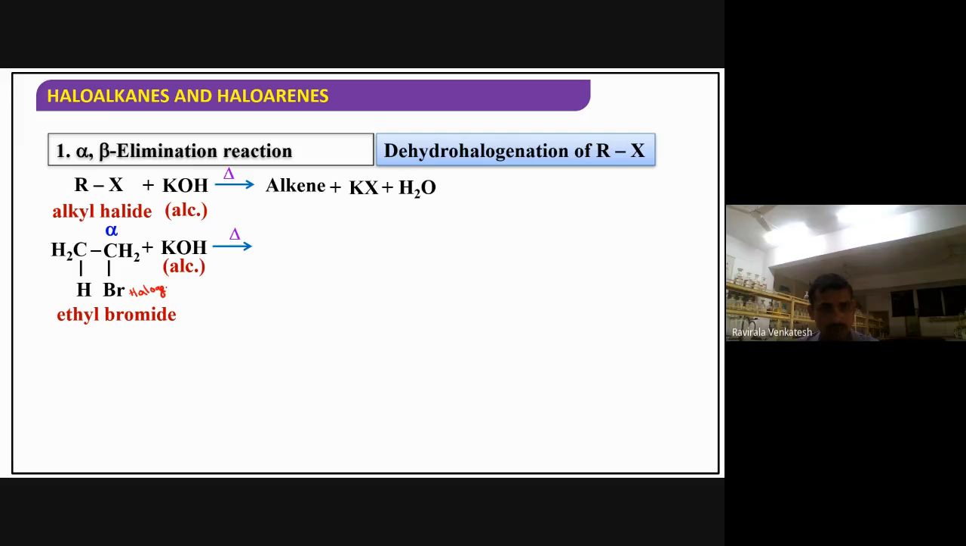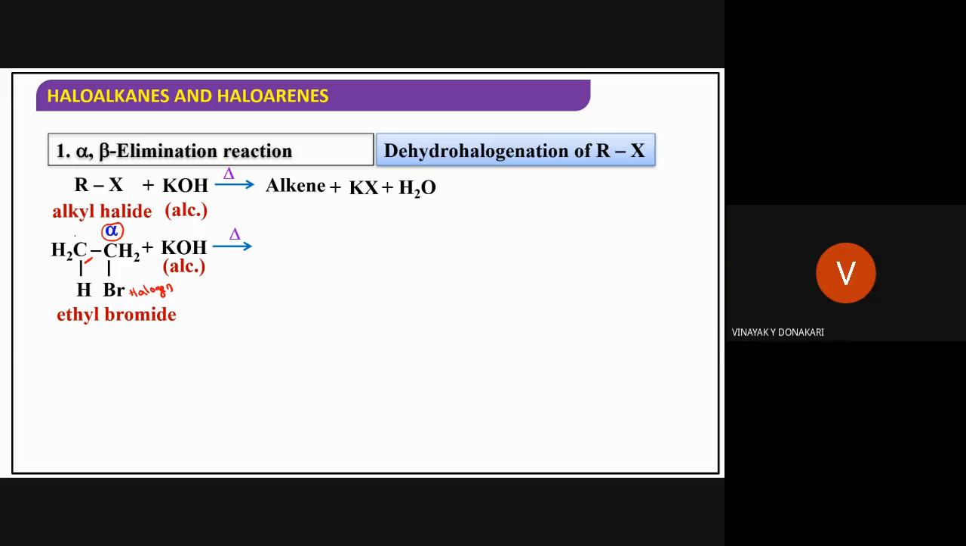This is the halogen. The halogen-bonded carbon is definitely called the alpha carbon. So why are you getting a doubt? We have discussed this a number of times. The carbon directly bonded to the halogen is called the alpha carbon. Now tell me, which carbon is this second one? Beta, right? This is the beta carbon.